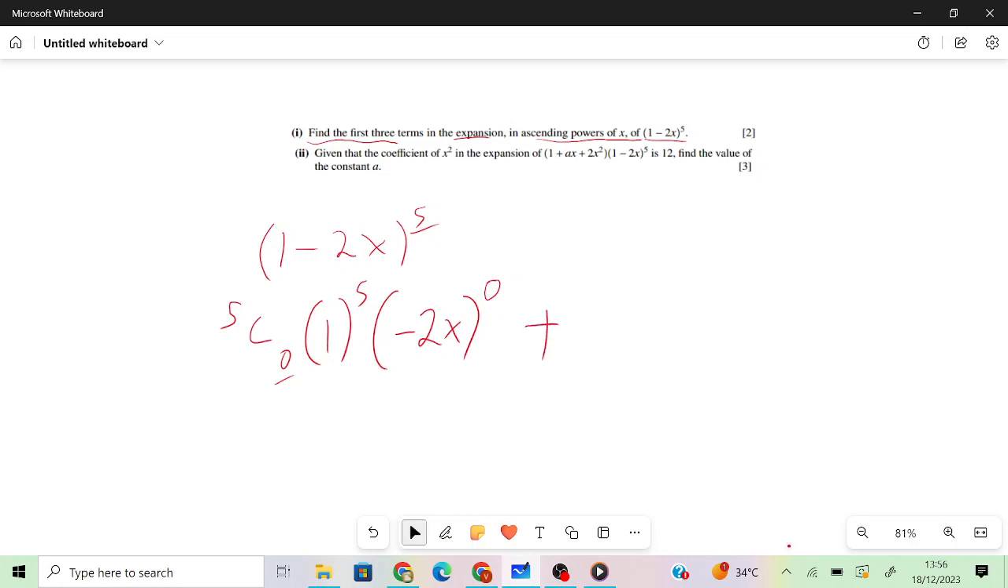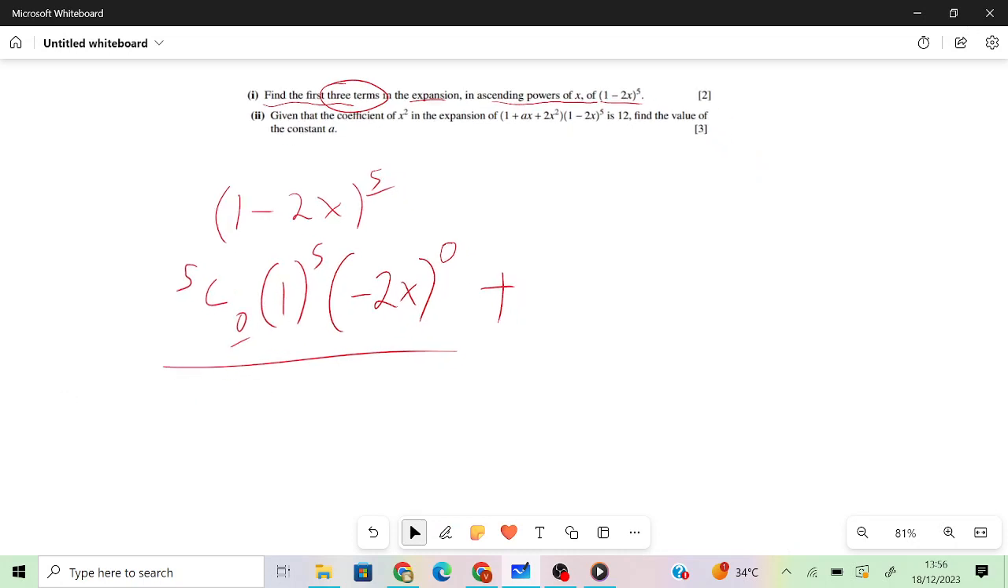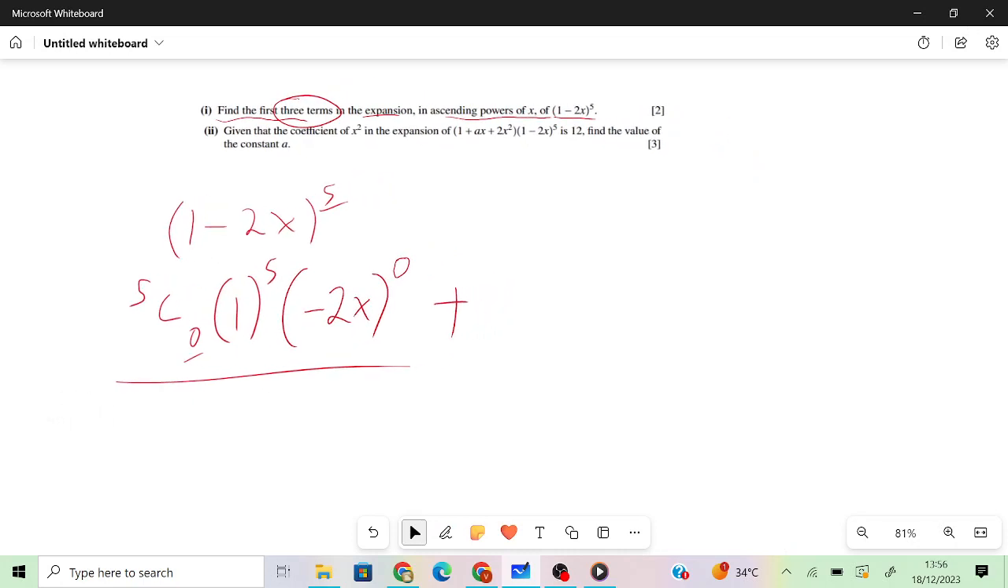plus, because it said find the first 3 terms, so we do this 3 times. We've done it once already. This is the first one. All of this is 1. Now we do it 2 more times, but with different values.